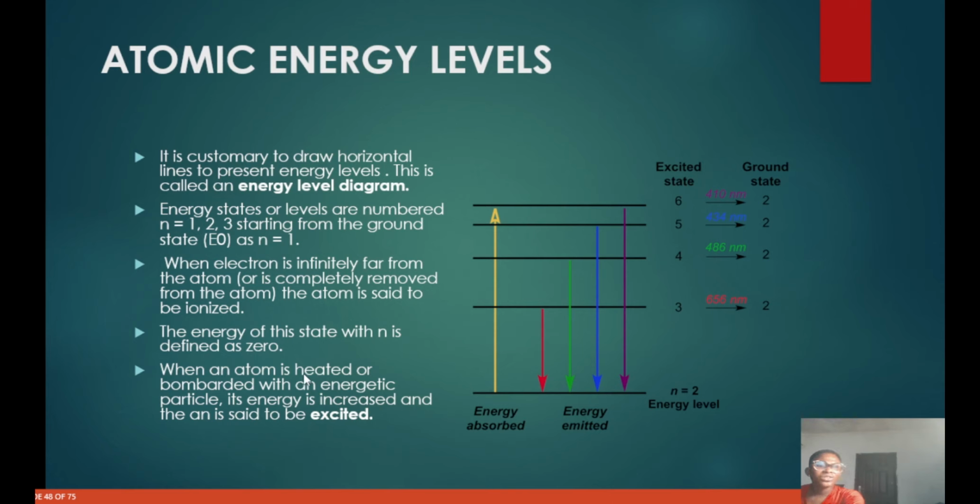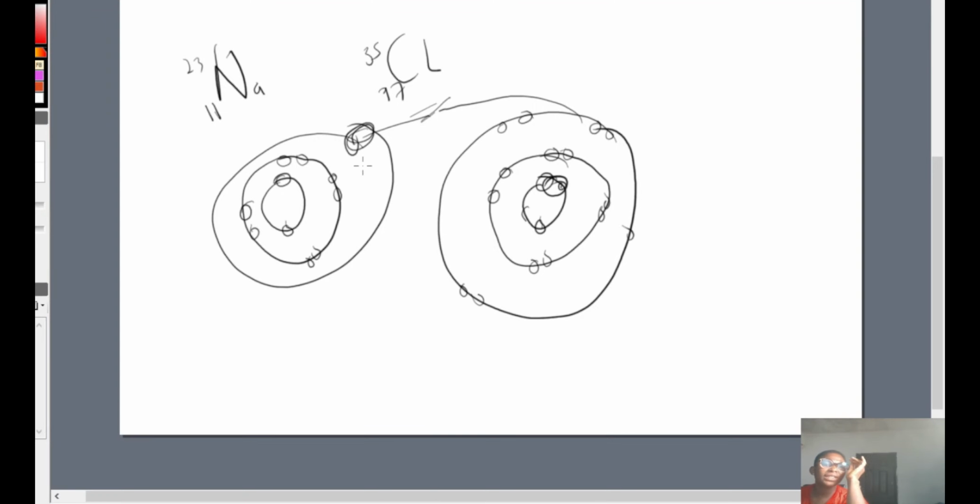When an atom is heated or bombarded with an energetic particle, its energy is increased and it is said to be excited. When an electron is completely removed from the atom, it is said to be ionized. What happens when the electron leaves and joins with this one, and this becomes a compound? Na releases its electron and gives it to chlorine so that they can have a stable octet structure. At that point, we say it is ionized.